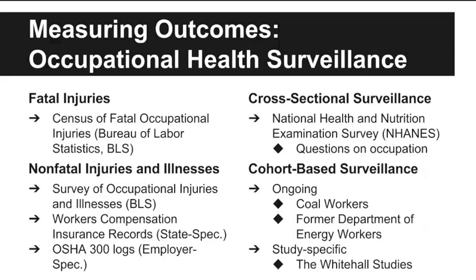There's a national screening program for coal workers' pneumoconiosis, and there's a national surveillance program for former Department of Energy workers who helped build nuclear weapons during the Cold War and who were exposed to hazardous chemicals and radiation on the job. And like other areas of epidemiology, sometimes cohorts are established or defined for specific studies. An example of this would be the Whitehall studies in Great Britain.